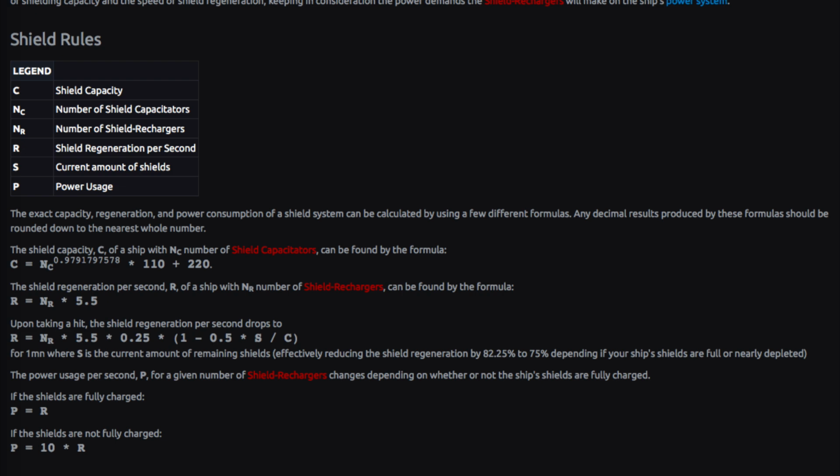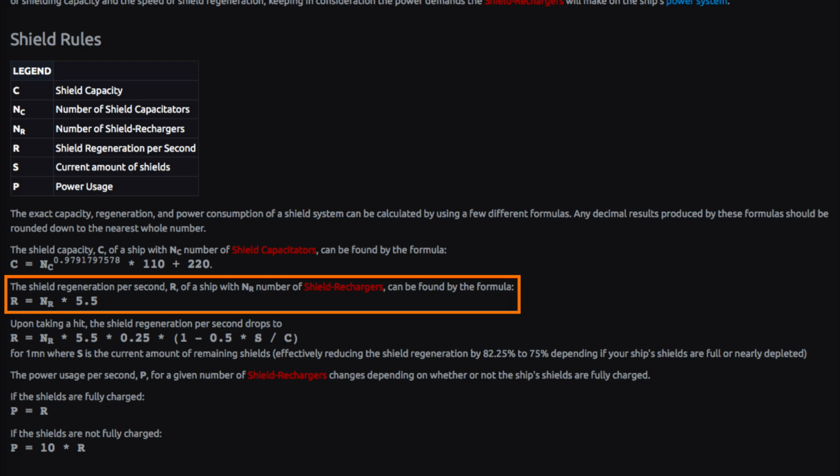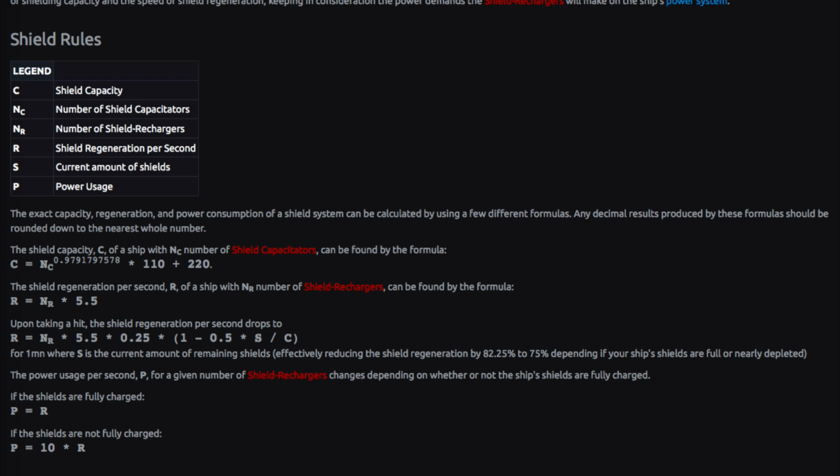I haven't figured out how slow, but 0.979 looks like not a very steep curve. So probably you should be really, really good up to when you're in the far millions. The second thing is the shield regeneration you get per shield recharge block. And this looks like a linear curve. So every shield recharge block just adds those 5.5 shield regeneration to the ship.